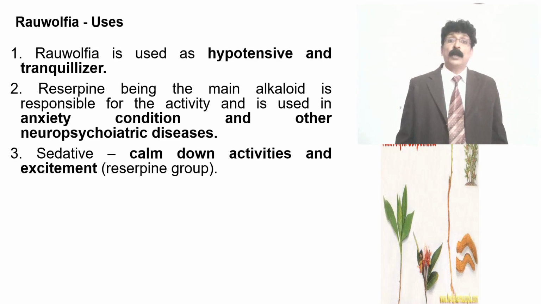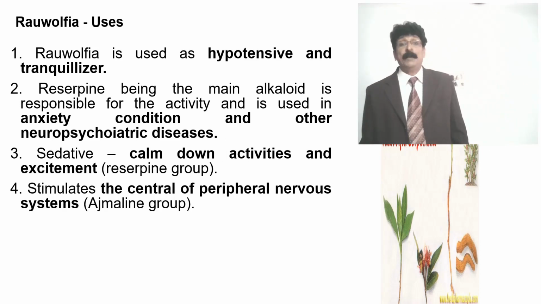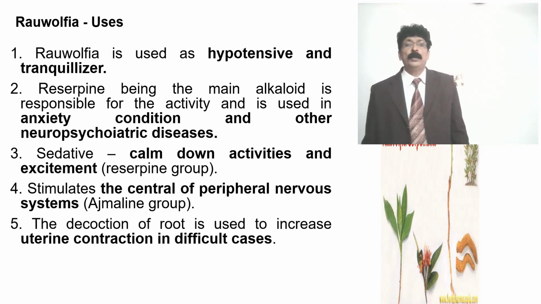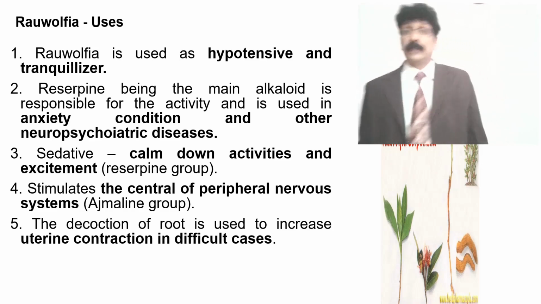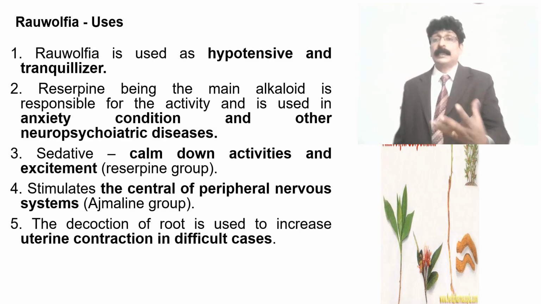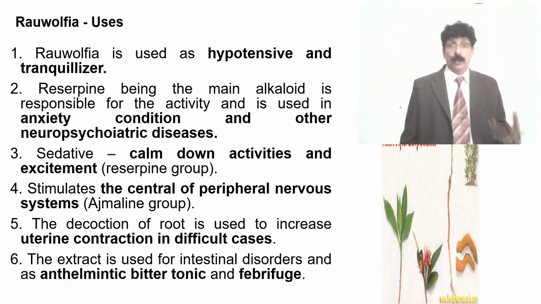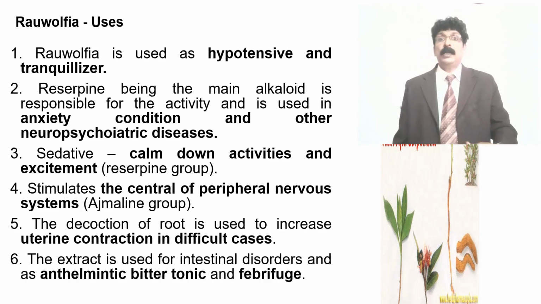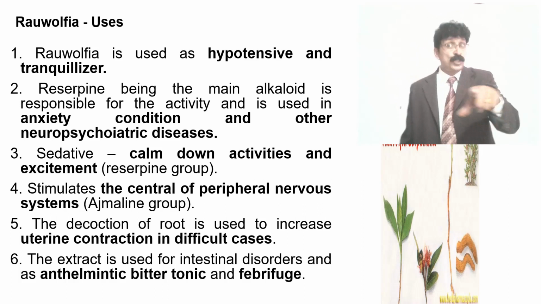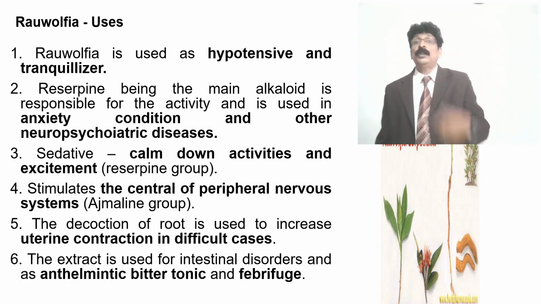Sedative, calms down activities and excitement. Reserpine group stimulates the central and peripheral nervous system, ajmalin group as well. A decoction of the root is used for increasing uterine contraction in different cases. Even it is used for uterine contraction. Sometimes to induce delivery it was also used in the olden days. And the extract is used in intestinal disorders, and it is used as an anthelmintic, bitter tonic to remove worms.